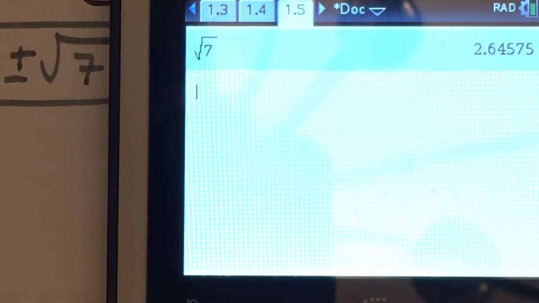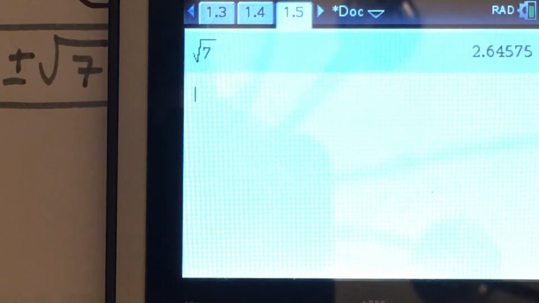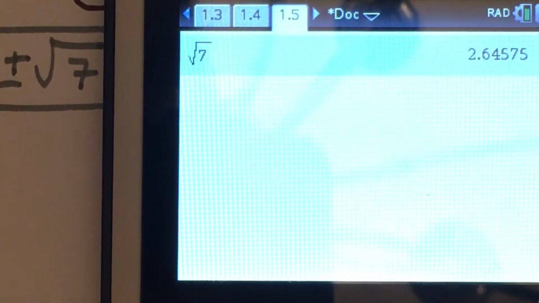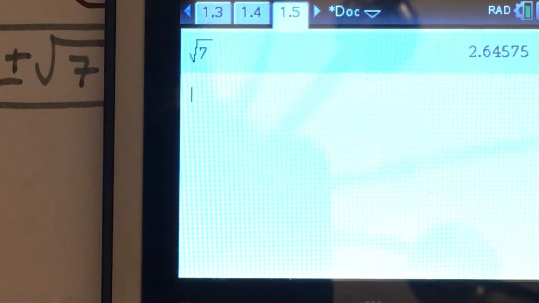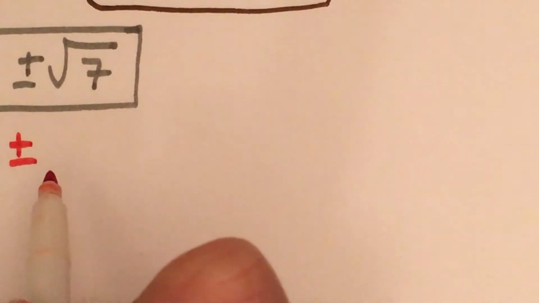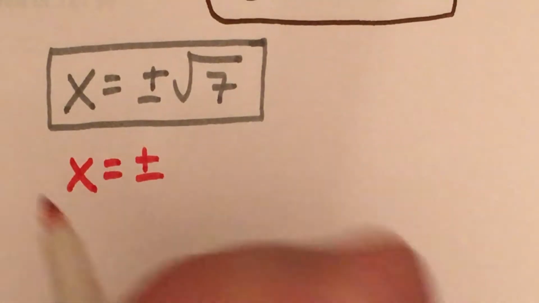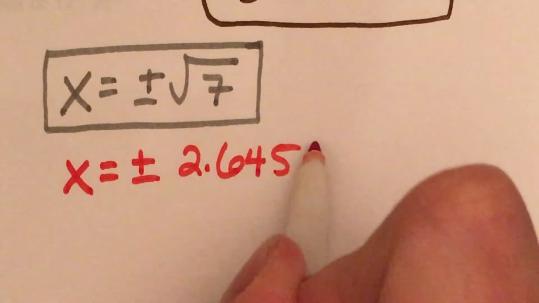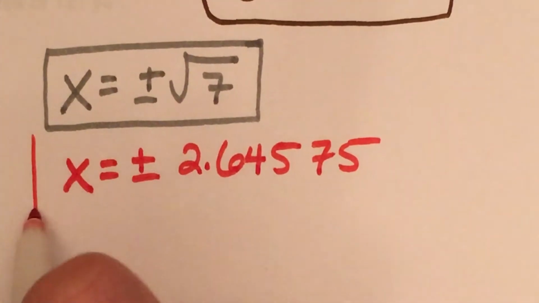Usually there's this question of, well, how many decimal spaces do I have to use? Well, you use however many they told you to use. And if they didn't tell you how many to use, you use them all. And it's not like it's going to hurt you to write that down anyways. So x equals plus and minus 2.64575.